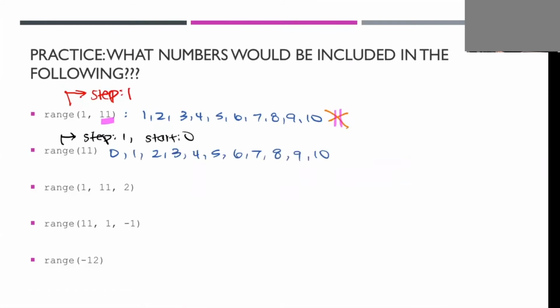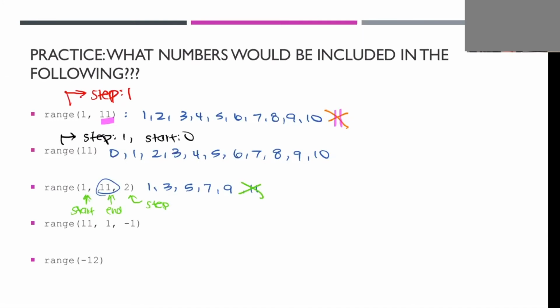Then what about this one right here? Range from 1 to 11 with a step of 2. So this is our start, this is our end, and this is our step. 1, 3, 5, 7. Very good. That's exactly what our range would be. So we have 1, 3, 5, 7, 9. Normally, if you add 2 to this, you get 11. But remember, this is not inclusive. We don't include the 11. So it's just 1, 3, 5, 7, and 9. You don't include that 11.